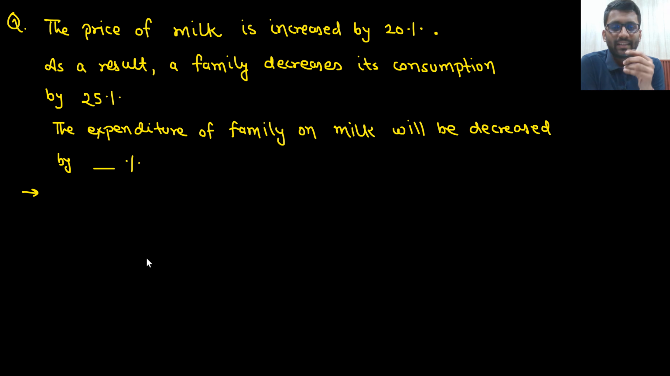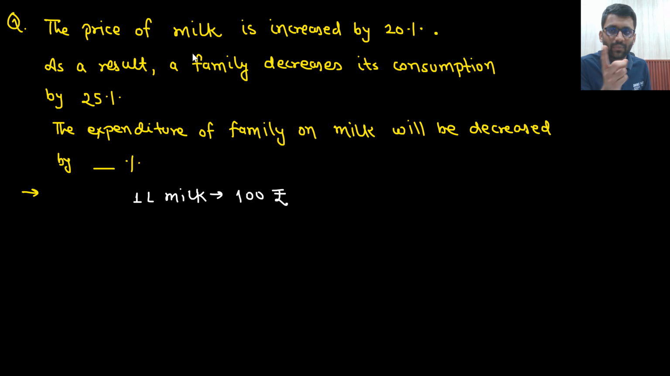The price of a milk is increased by 20%. As a result, a family decreases its consumption by 25%. The expenditure of family on milk will be decreased by what? Okay. So let's just say initially they were getting 1 liter milk in 100 rupees.